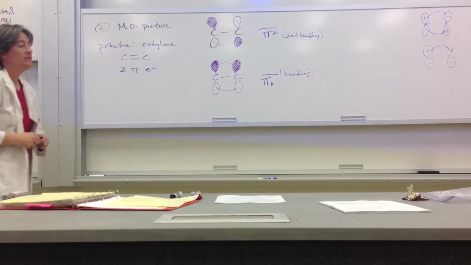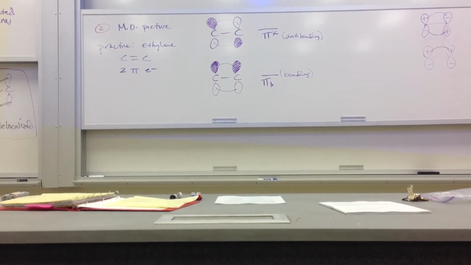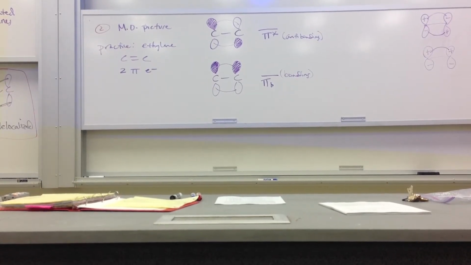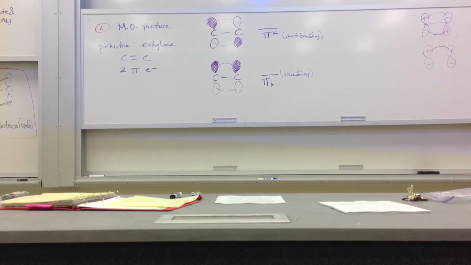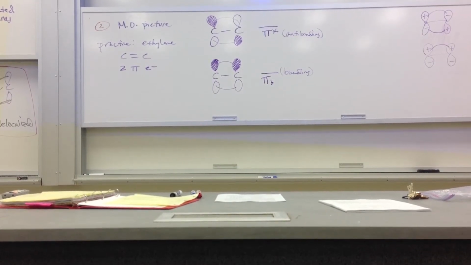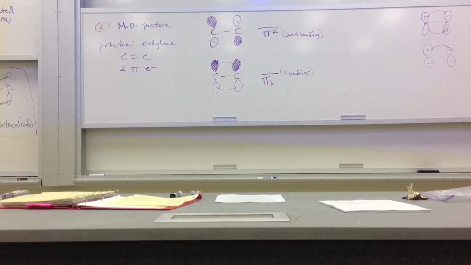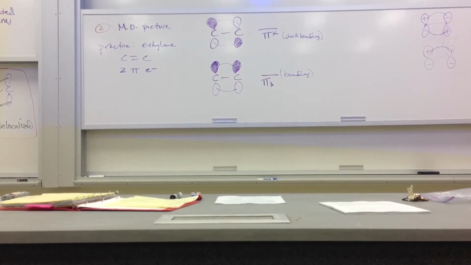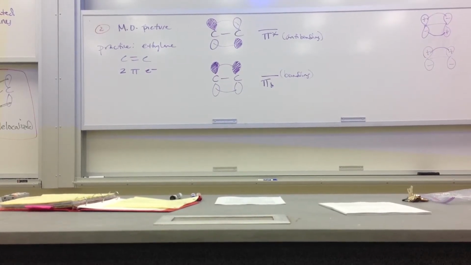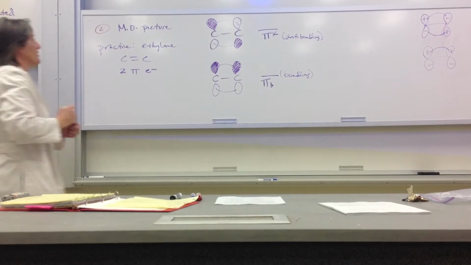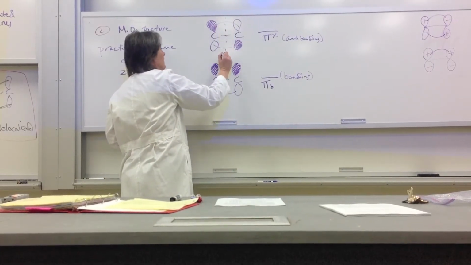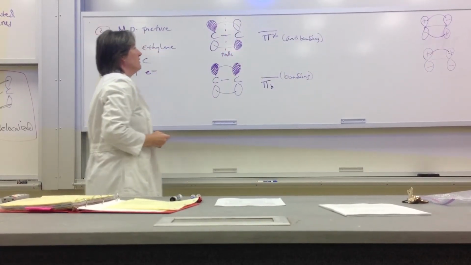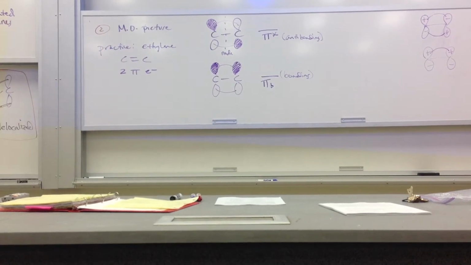So by looking at the different ways I can overlap my p atomic orbitals, I can build molecular orbitals. One is a bonding molecular orbital. The other didn't lead to a bond. It was anti-bonding. Because in the middle, there's nothing. It canceled out. So effectively, I have a node right here. It's a cancel. Okay.